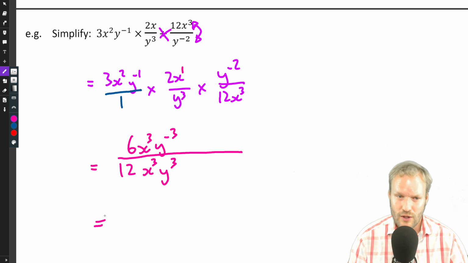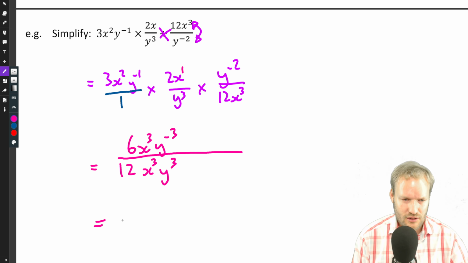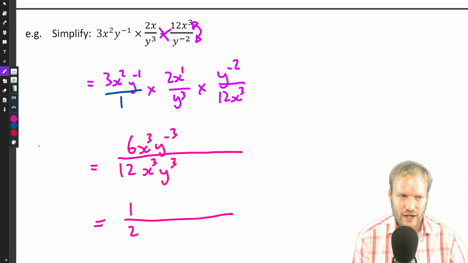And now we've just got one fraction, one term in the numerator, one term in the denominator, that we can simplify and go, well, 6 over 12, that's 1 over 2. X cubed divided by x cubed, well, that's just 1. Or you might think, hey, those kind of cancel each other out because x cubed goes in here once, x cubed goes in here once.